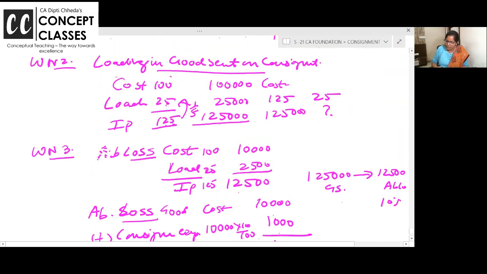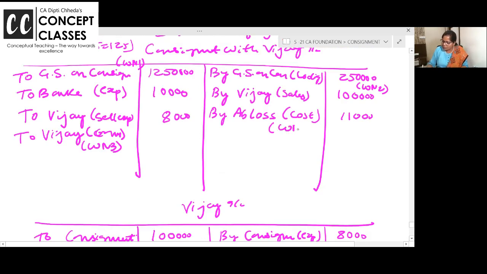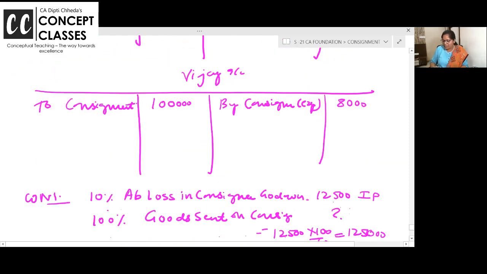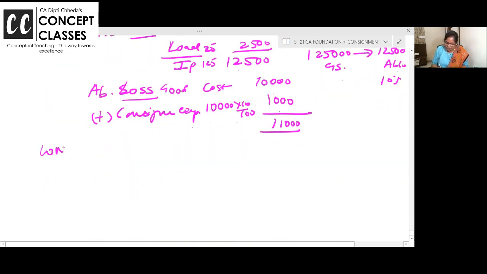Oh, working note 3 is the abnormal loss. Sorry. Bring this as working note 3. Please write the working note reference clearly. Write working note 4. Working note 4: Commission.